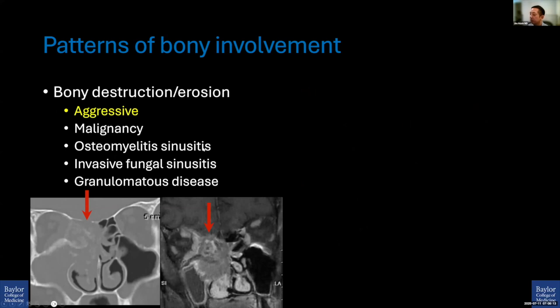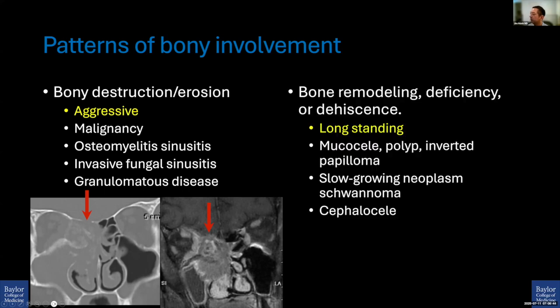So here are some examples outlining the bony involvement I'm talking about. Bony destruction, erosion, is going to be aggressive. And for this talk, we're thinking about malignancy, but there are other things that can also do that: osteomyelitis, invasive fungal sinusitis, granulomatous disease. Here we can see that there's a sinonasal mass on the right, and there's erosive changes of the anterior skull base. Here both seen on the CT and MRI. And this is an NUT carcinoma that I'll talk about later.